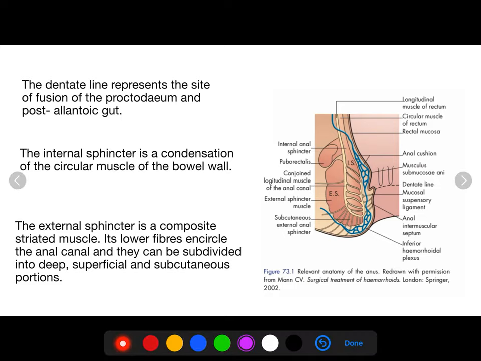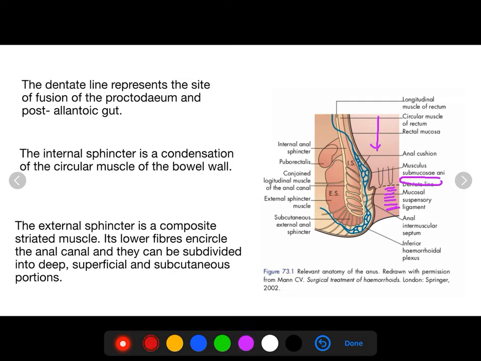Now we will speak about the embryology of the anal canal. There is a line called the dentate line, representing the site of fusion between the proctodeum, which is in continuation of the bowel, and the post-allantoic gut. So this line is very important and a landmark for many anatomical, physiological, and pathological conditions.